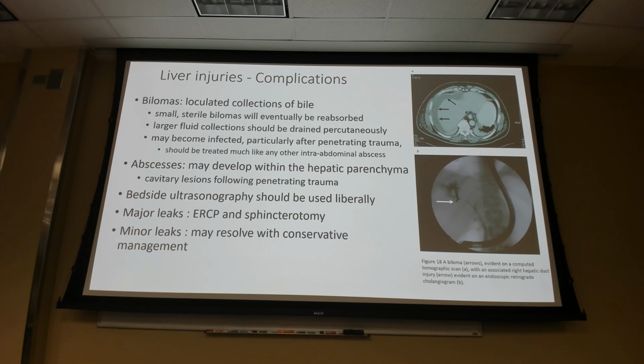And then we have bilomas, which is basically a bile abscess, so it's just small, sterile pockets of bile. And they typically are reabsorbed unless they're very large. Like on the picture there, you can see that's pretty large. And if it gets that large, we treat it similar to an abscess. If we're worried about major leaks, we typically do ERCP, which we'll talk a lot more about later when we're talking about common bile duct and choledocholithiasis. And then minor leaks, we just do conservative management. They typically resolve on their own.